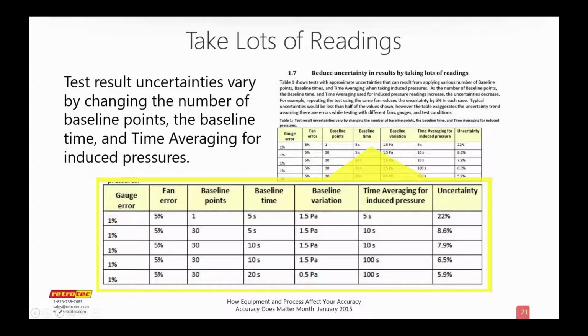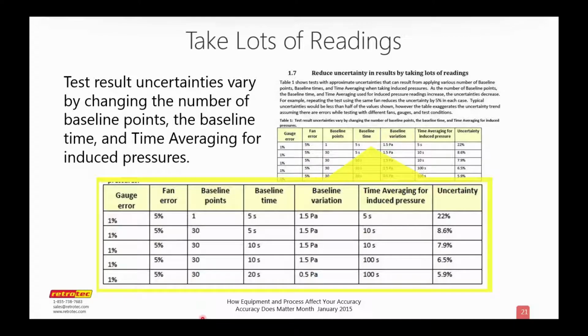Now, there may be no inaccuracy at all. On the right-hand side, on the very bottom row, the fan error is 5% and the uncertainty is 5.9. So we're within 0.9% of the fan error. If the fan had no error at all, we'd be within 0.9% of the actual result.